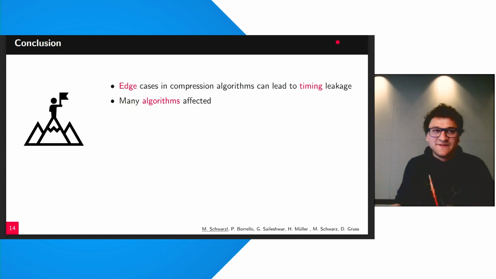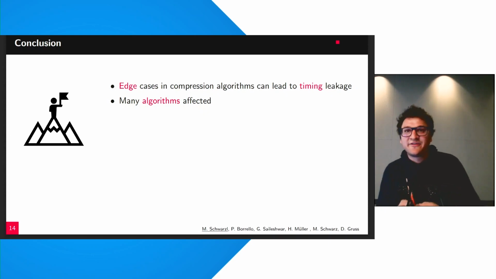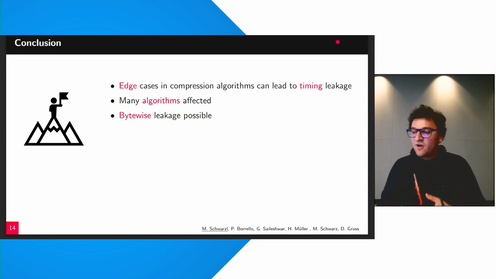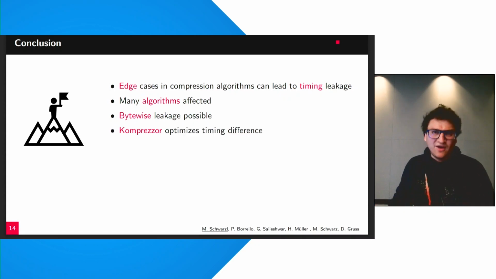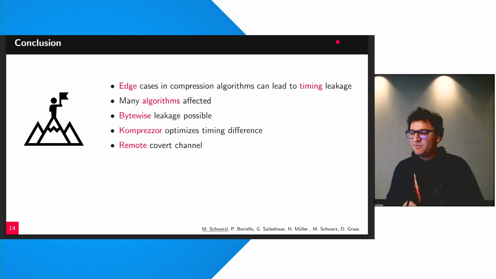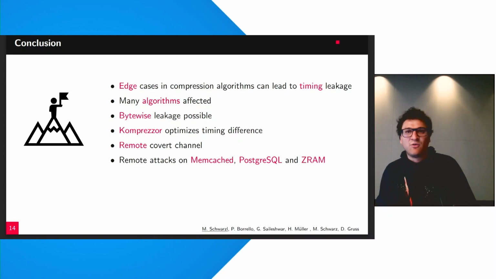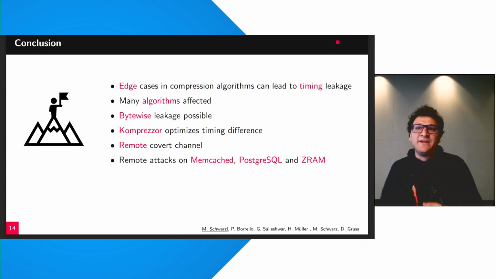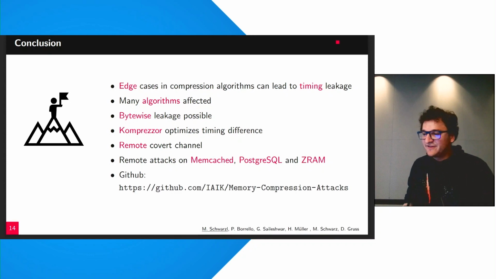In our paper, you will see we evaluated that on a large scale on compression algorithms that are based on LZ77 and Huffman encoding. We also show how bytewise leakage is possible in such scenarios, and how a compressor can optimize these timing differentials. You will see in the paper a remote covert channel over 14 hops, and then also more details on the attacks I just mentioned.